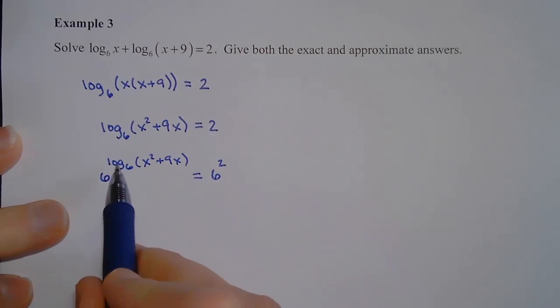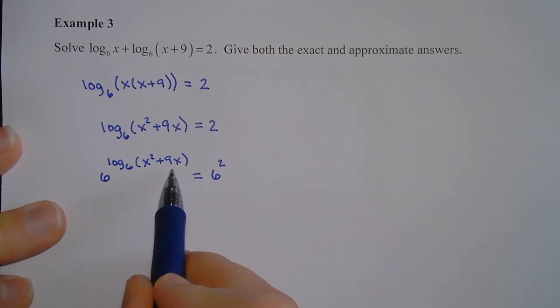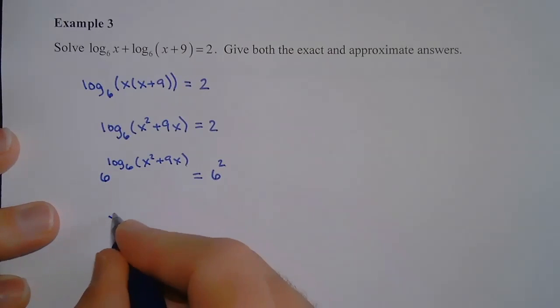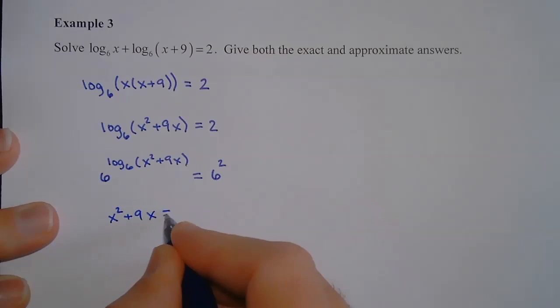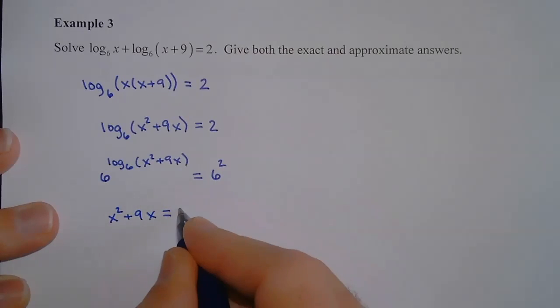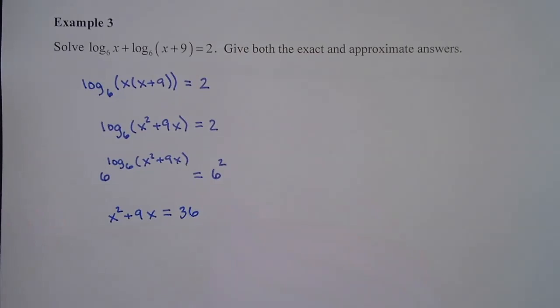All right, so 6 raised to the log base 6, these are going to undo each other, and you're going to be left with x squared plus 9x. So x squared plus 9x is going to be equal to 6 squared, which is 36. Okay, so now you look at this equation. How do I attack this equation and solve it?